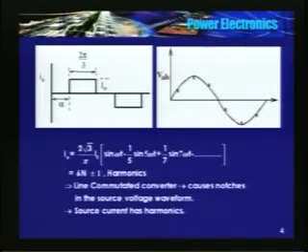Since this current is flowing through the inductance, there is no di by dt here, whereas here there is going to be a di by dt. There is going to be a di by dt here. So because of this, the input voltage to the bridge is going to be a non-sinusoidal one. In other words, it has notches. So these are the notches because of di by dt at this instant. So source voltage has notches, source current has harmonics.